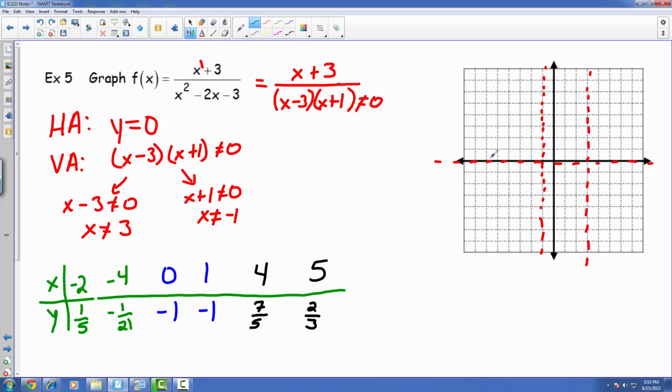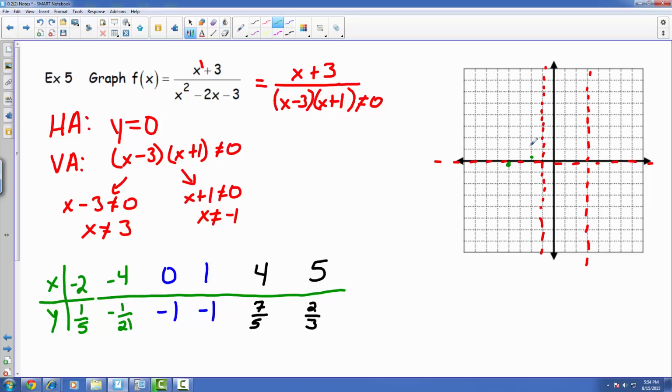And so we should see something. Again, this graph doesn't necessarily have to be perfect, as long as things are on the right side of where they should be. For example, here at -2, we should see something that's positive, like 1/5, above that x-axis, so right about there. At -4, we see that it's -1/21.